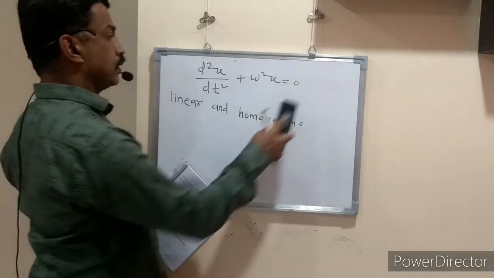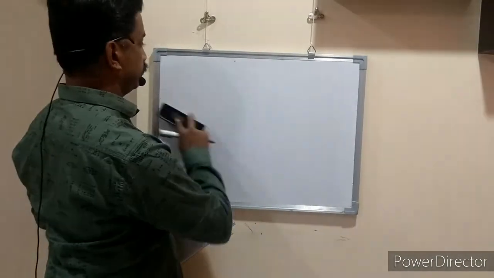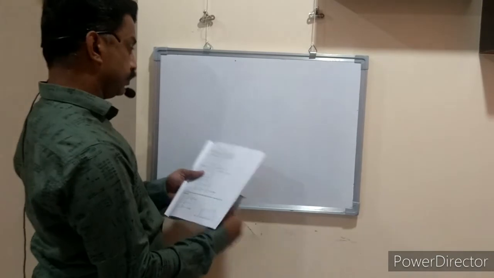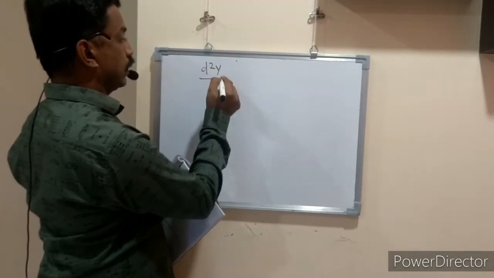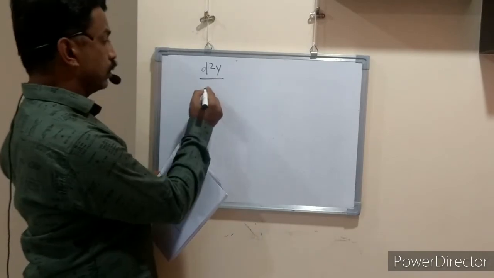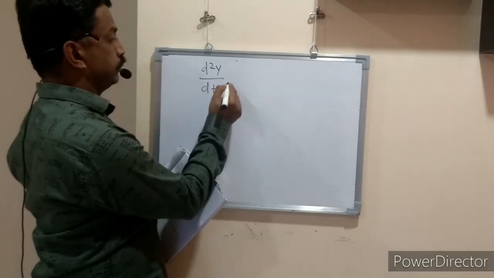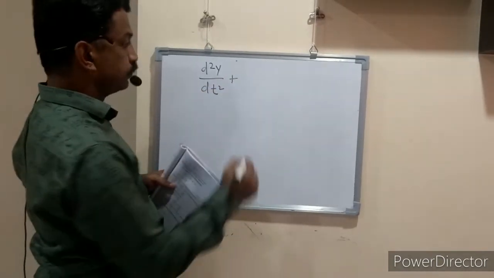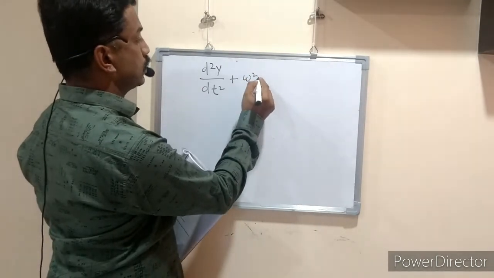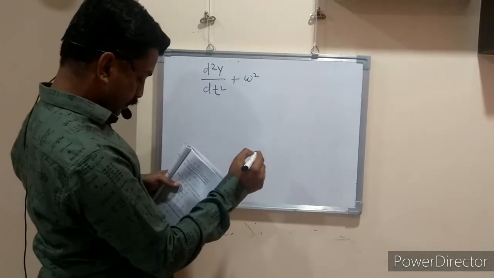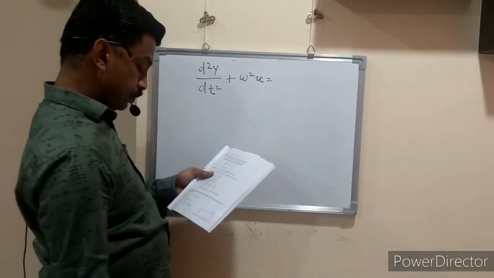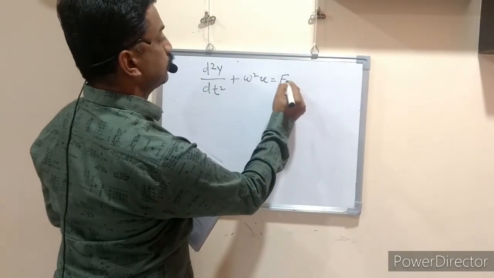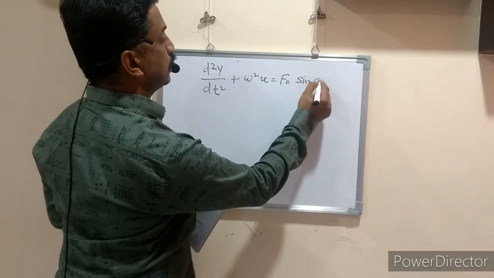Now we take one another example. d2y by dt square plus omega square x equal to f0 sin qt.